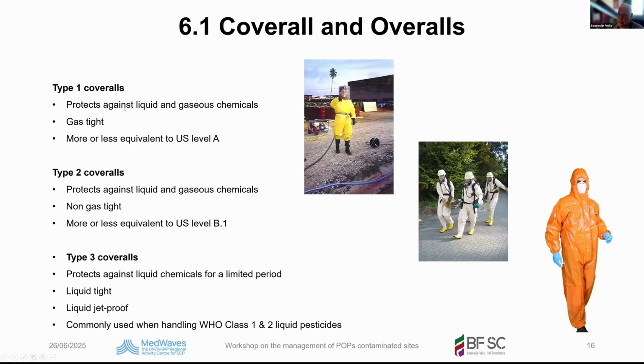Coverall type 1 protects against liquids and gas chemicals. Gas tight, more or less equivalent to A. Here it is. Very uncomfortable, but protects fully. Type 2 protects against liquids and gas chemicals, not gas tight, more or less equal to B1. Here we are. This is the type. And type 3 protects against liquid chemicals for a limited period, liquid tight, liquid jet proof.